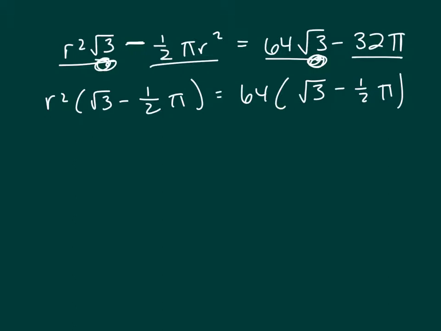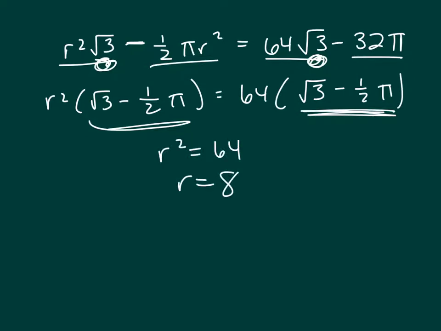So, see how you have this is the same thing as this? So that you could divide both sides by that, and you're left with r squared equals 64. That means r's got to be 8. Is that one of our answers? What number are we on? 141? Yes. So our answer is B.